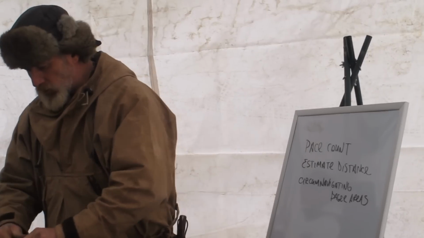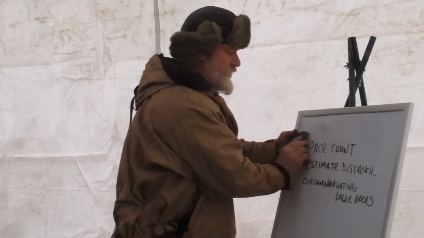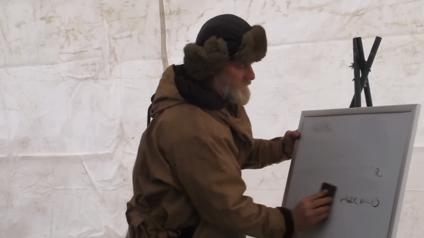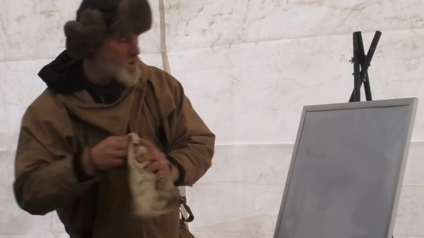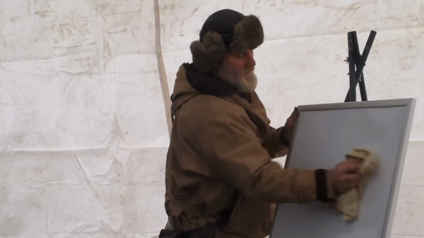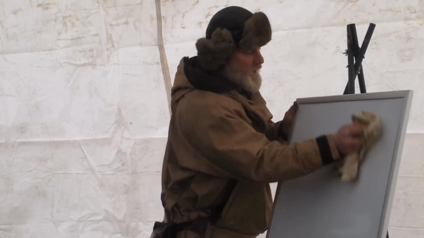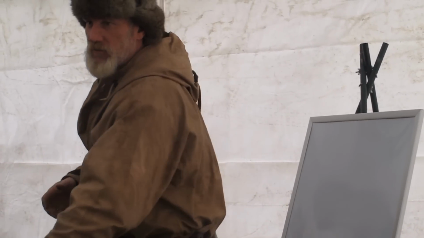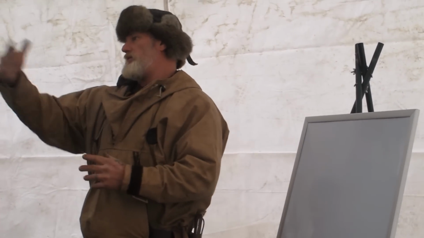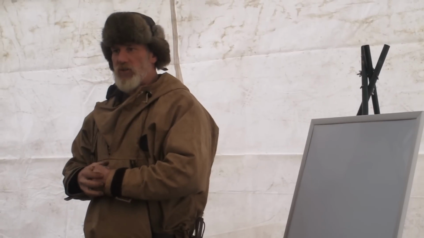Pace counting is the only way that you can do what's called dead reckoning. Dead reckoning is really one of the most crucial skills that you can have for nighttime navigation because it combines an exact compass bearing with a distance. So it's one thing for me to tell you that you need to travel 270 degrees.